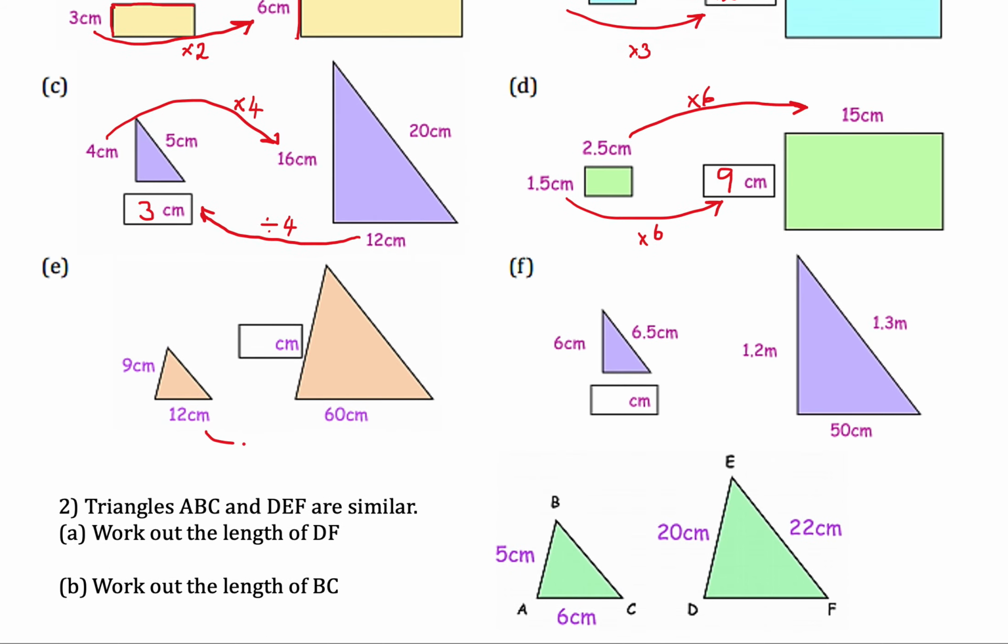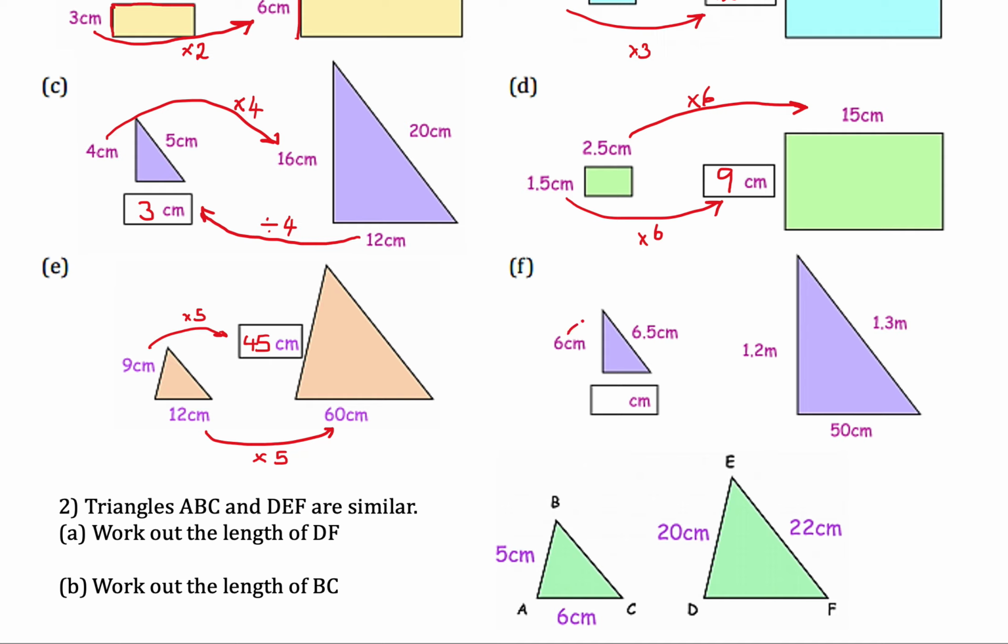On this shape, how many 12s go into 60? That would be 5. So 9 lots of 5 would give us 45. They don't have to be drawn to scale, similar shapes, by the way. In most exam questions, shapes won't be drawn to scale. These definitely aren't, even though it doesn't state that.